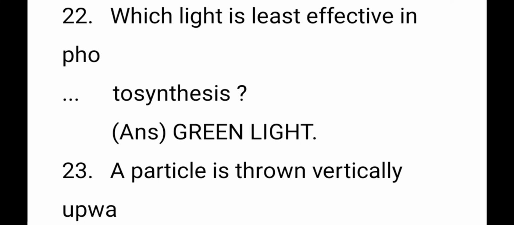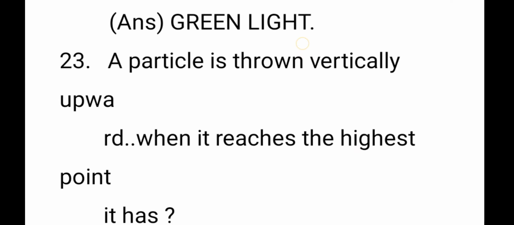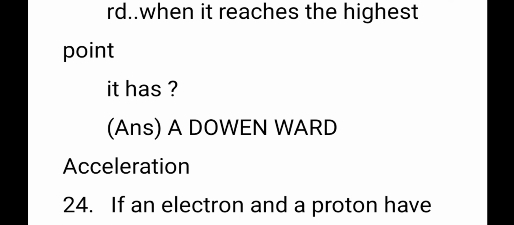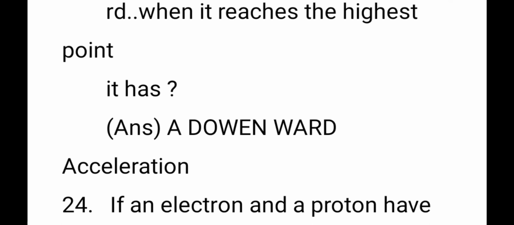Next, which light is the least effective in the photosynthesis process? Green light is the least effective, red light is the most effective in the photosynthesis process. Plants are gathering their food. A particle thrown vertically upwards, when it reaches the highest point, has downwards acceleration. We already discussed this in the units and measurements lesson.